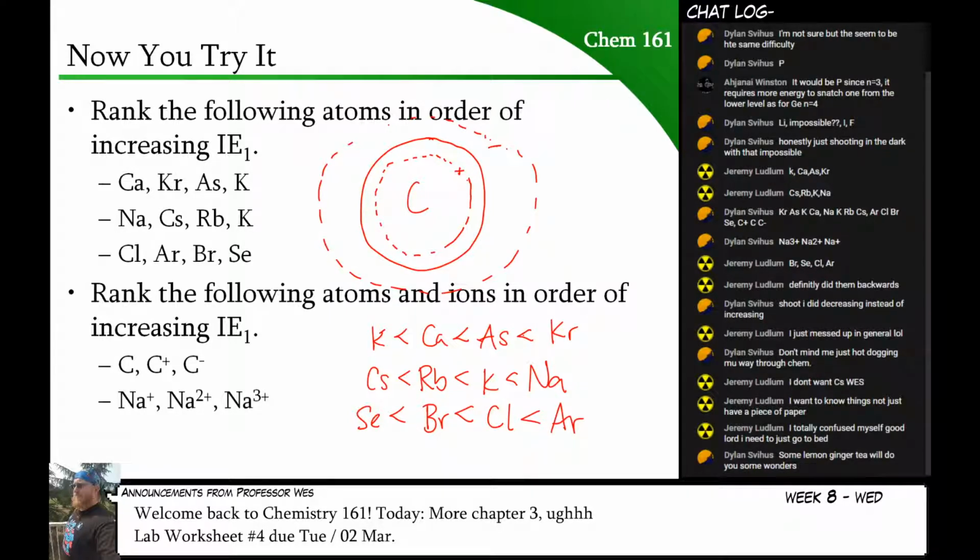Okay. Which is easier to ionize? Electrons that are closer to the nucleus or further from the nucleus? Well, further would be, right? So C minus would be the easiest to ionize, then C, then C plus. And by the same token, sodium plus, sodium 2 plus, and sodium 3 plus, that's the order of their ionization energies too.